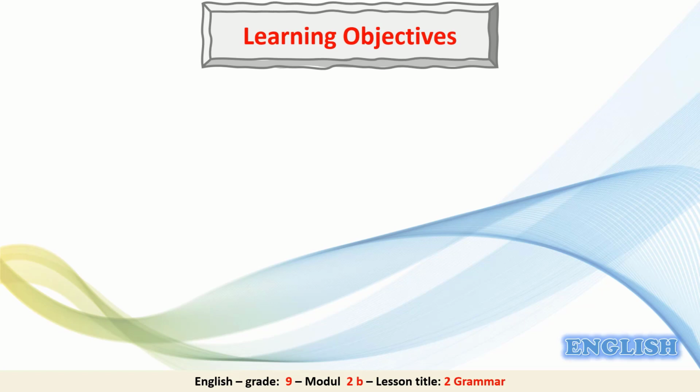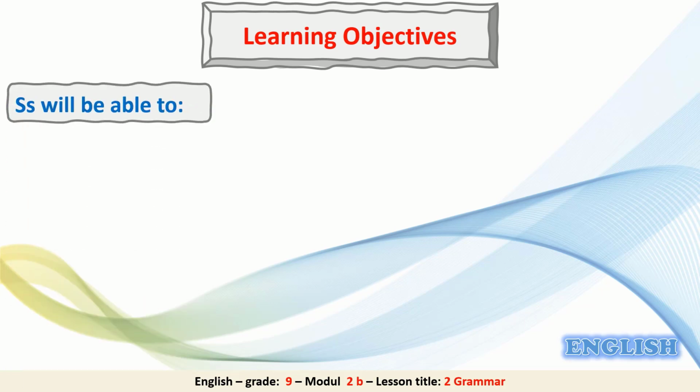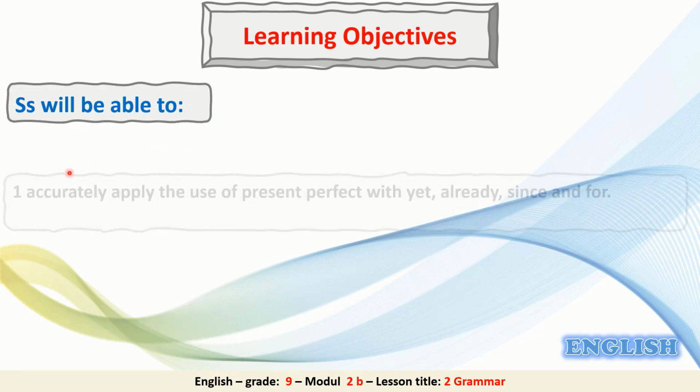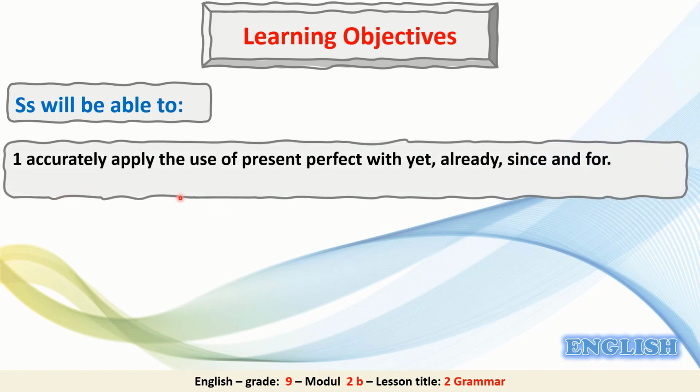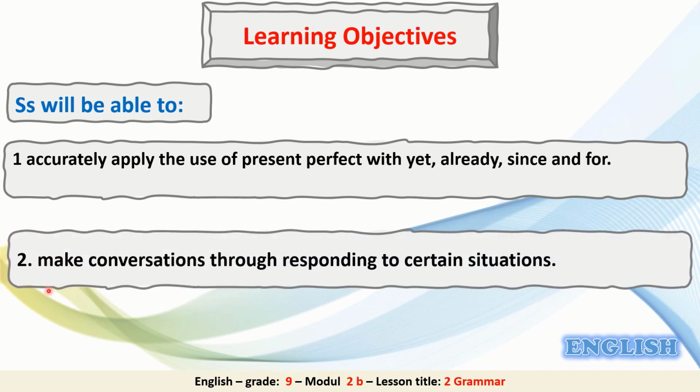First, let's have a look at our learning objectives for today. By the end of this lesson, students will be able to: 1. Accurately apply the use of present perfect with yet, already, since, and for. Then we are going to make conversations through responding to certain situations.